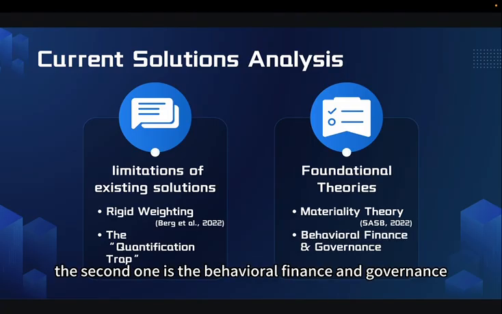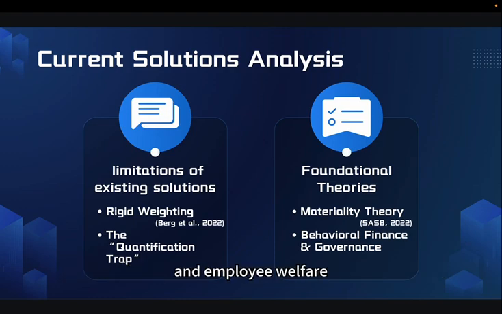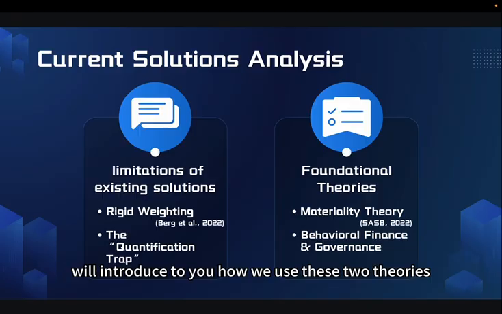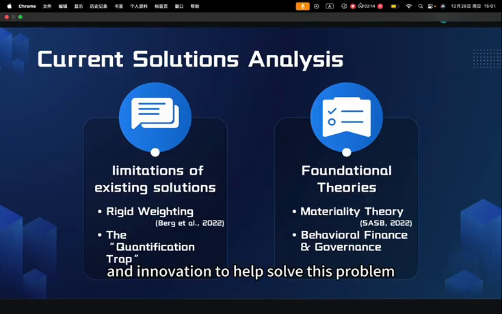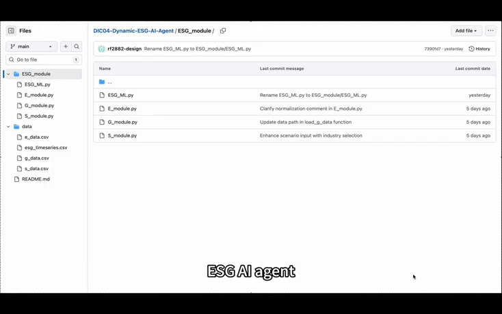The second one is behavioral finance and governance. Research suggests that management transparency and employee welfare are leading indicators of long-term financial stability, yet these remain underqualified in current models. So now Elena will introduce to you how we use these two theories and innovation to help solve this problem. Next, let me introduce the operational logic of our dynamic ESG AI agent.